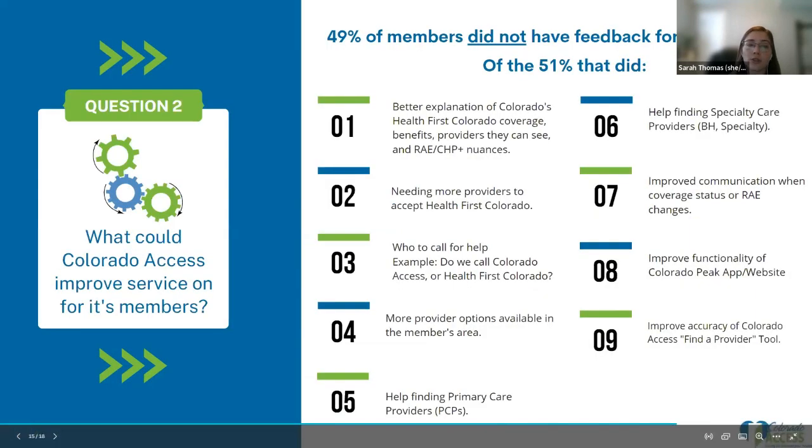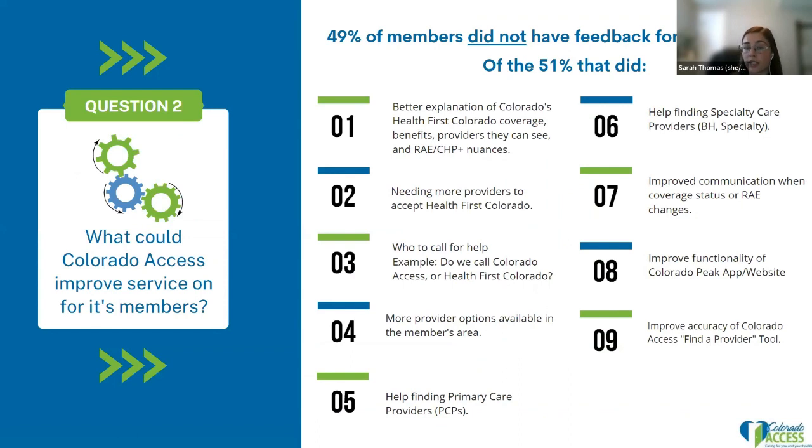All right, question 2 results. This was a qualitative question again that asked, what could Colorado Access improve service on for its members? 49% of members did not have feedback for improvement or just stated that everything was going well. But for the 51% that did give us responses, we again did a thematic analysis to categorize member feedback. So the first suggestion was better explanation of Health First Colorado coverage, benefits, providers they can see, and the Rae and CHIP nuances. The second suggestion was needing more providers to accept Health First Colorado.